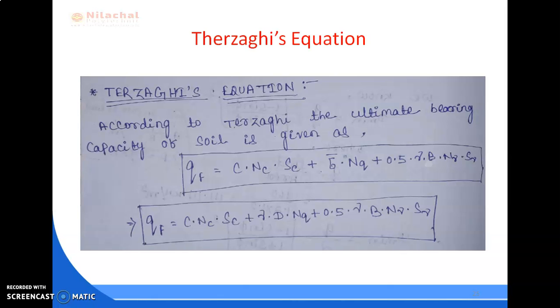Next, let us discuss Terzaghi's equation. According to Terzaghi, the ultimate bearing capacity of soil is given by qf equal to c Nc Sc plus sigma bar into Nq plus 0.5 gamma B N gamma S gamma. This is the actual formula you have to remember. Whenever it is given in the exam that you have to solve a problem by applying Terzaghi, you have to put this formula. Or it implies qf equal to c Nc Sc plus, in place of sigma bar we replace it by gamma D, into Nq plus 0.5 gamma B N gamma S gamma. So this is the formula you have to remember.